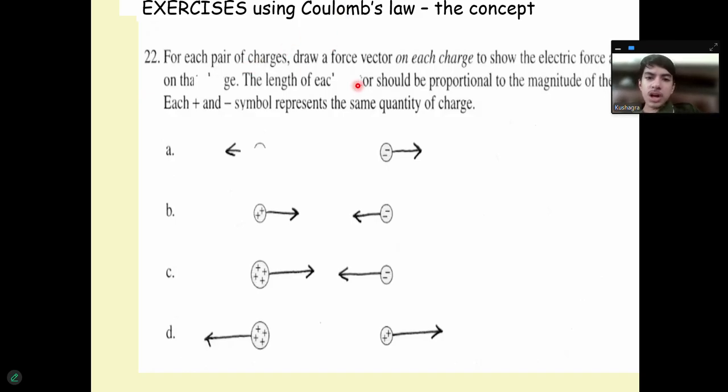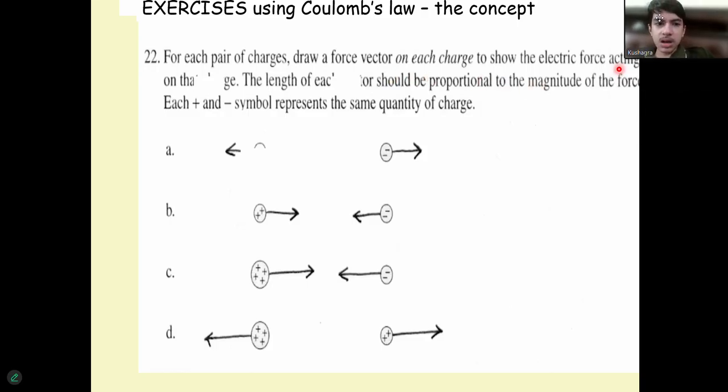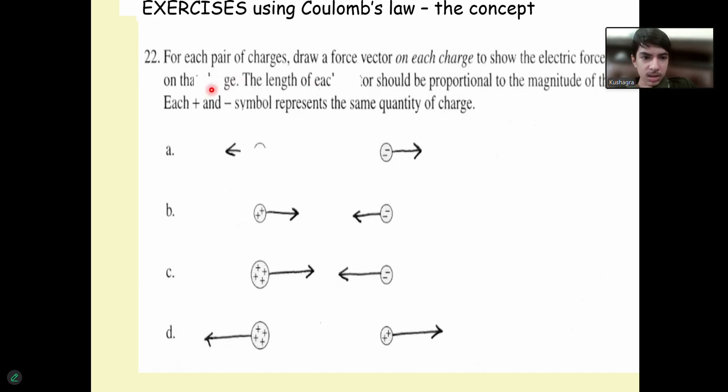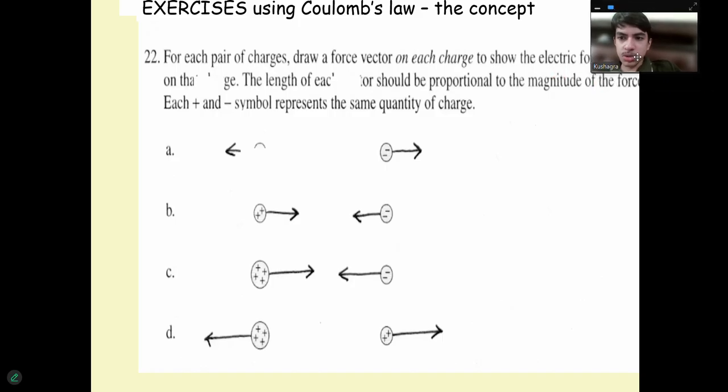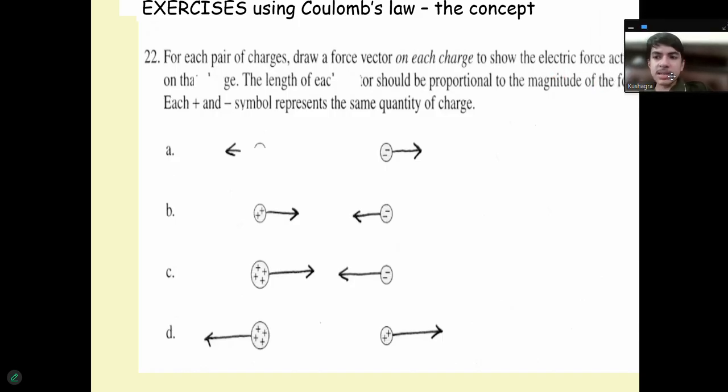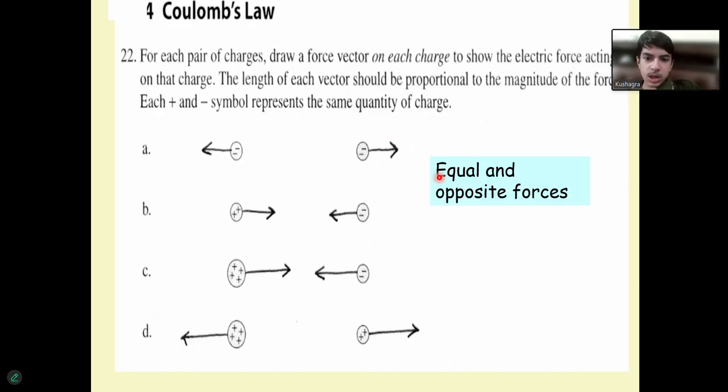For each pair of charges, draw a vector on each charge showing the electric force acting on that given charge. The length of each vector should be proportional to the magnitude of the force. Each plus and minus symbol represents the quantity of charge. Okay, so here in A, what is the value of A? Let's look at it. So, equal and opposite charges forces.